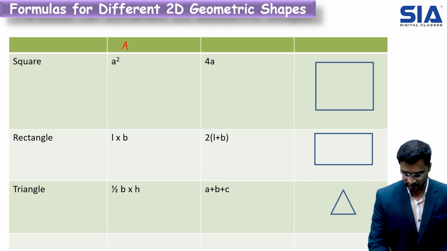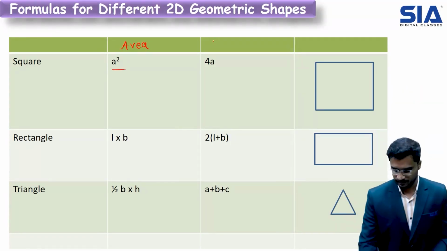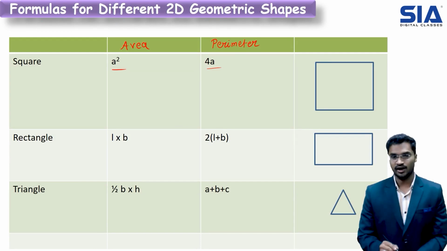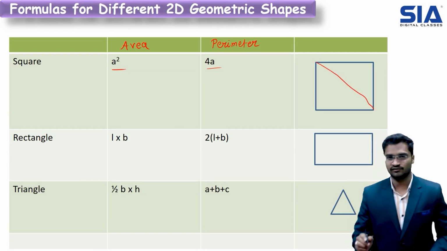So the area of a square. So the area of a square is what? A square. And the perimeter of a square is 4a. And in our questions they will also ask what is the diagonal of a square.